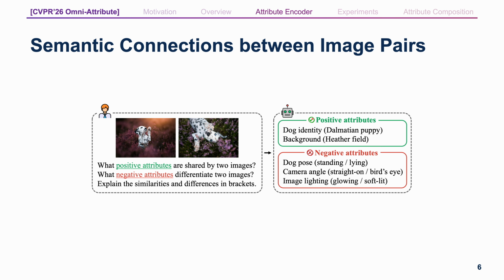This includes positive attributes, which are the attributes shared between these two images, such as the dog's identity or the background, and also negative attributes, which are the attributes that distinguish these two images, such as the dog's pose, the camera angle, or the lighting conditions. This pairing structure allows us to teach the encoder which visual concepts should be preserved and which should be suppressed.